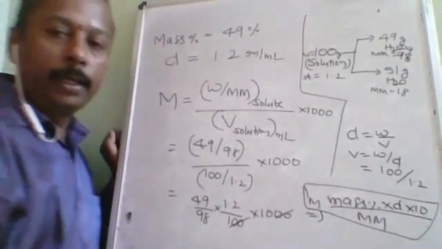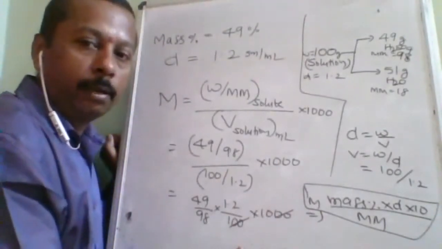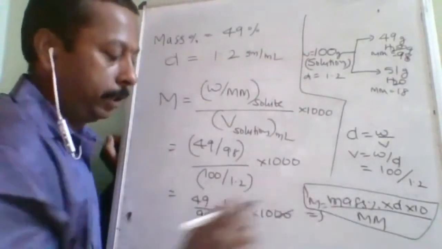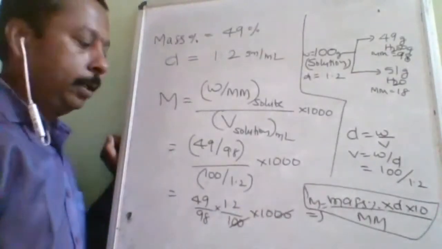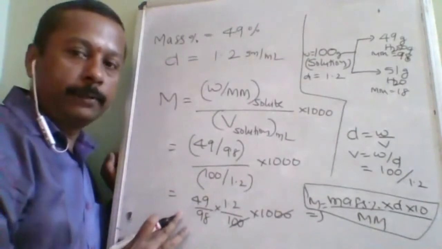Molarity, you should be creating the shortcut, but you should not follow the shortcut. How is that shortcut created, is it understood? Molarity here is mass percentage times density times 10 divided by molar mass. On simplifying, you will get molarity. This simplification you can do afterwards.